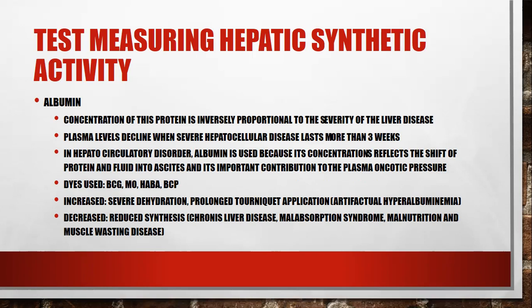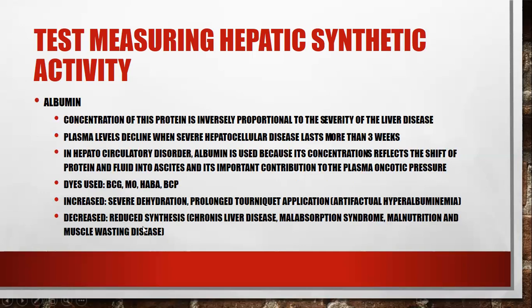So the dyes used for measurement of your albumin are the following: bromcresol green, methyl orange, hydroxyazobenzene, benzoic acid, and bromcresol purple. Bromcresol purple is actually the most specific dye for albumin.